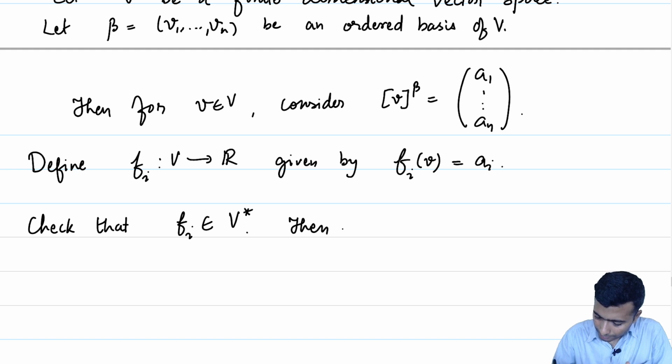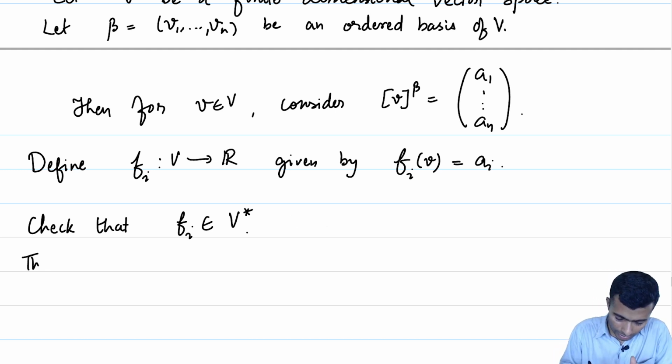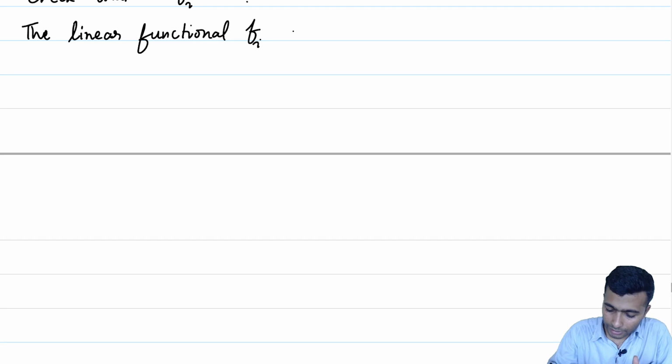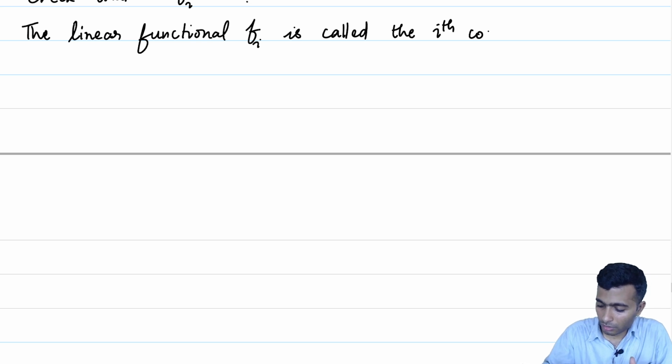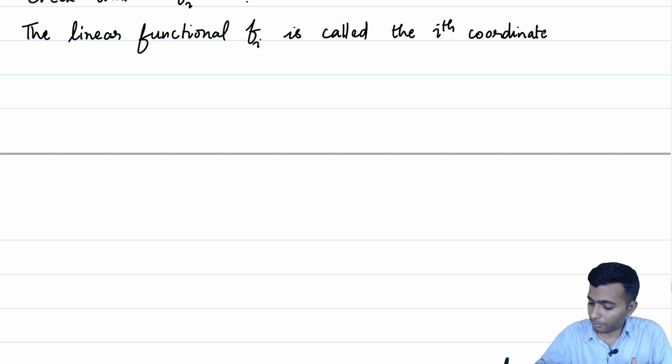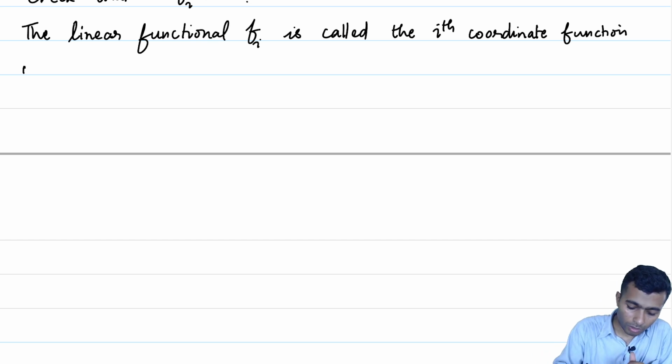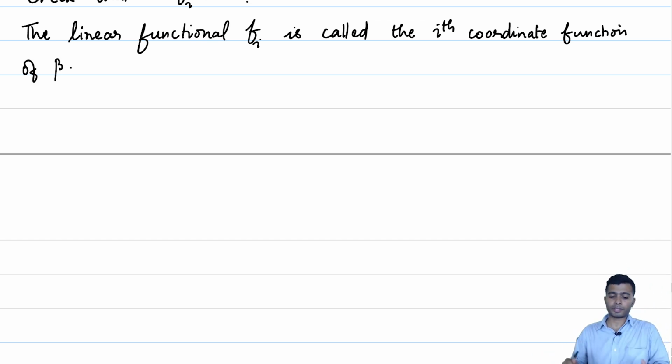The linear functional fi is called the ith coordinate function, but it very heavily depends on the ordered basis beta. So, this is the ith coordinate function with respect to beta.